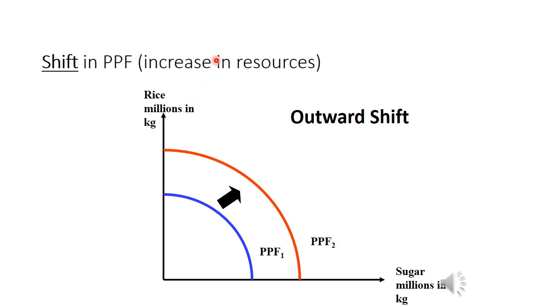Now in this example, we have an increase in resources. Could be increase in land, increase in capital, increase in labor. So you see that the maximum of rice and sugar that this economy can produce will increase. So there's an increase in the amount of rice that this economy can produce, increase in the amount of sugar that this economy can produce. We call this phenomenon an outward shift of the PPF. So PPF 1 shifts outwards to PPF 2. Now when you draw a diagram, please label the axis and label the curves, and draw the arrow in the direction of the shift. So this is an outward shift from PPF 1 to PPF 2 because it's an increase in resources.